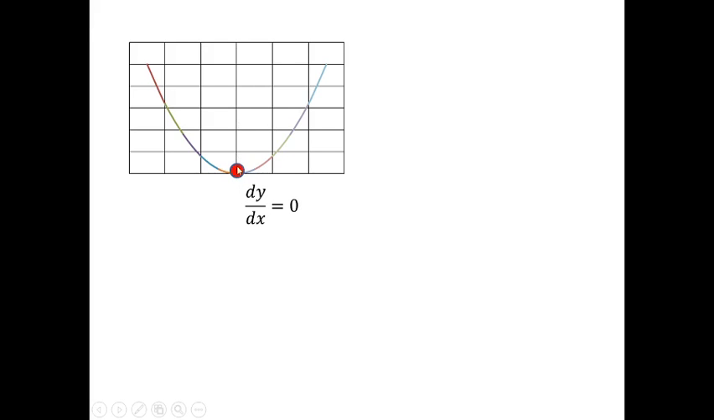Now, the thing about quadratics is that this is the point of symmetry. So because this is a parabola, when the gradient is 0, the line that goes through that point, the x equals line, is where it is symmetrical.